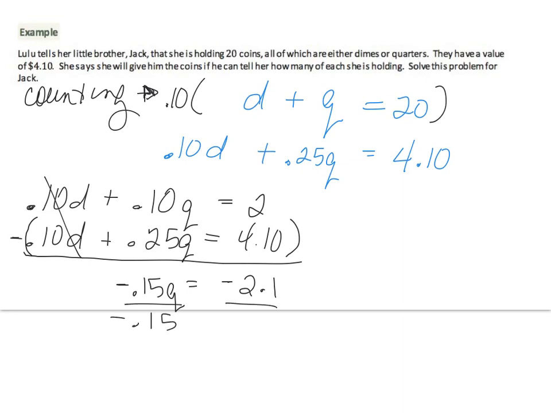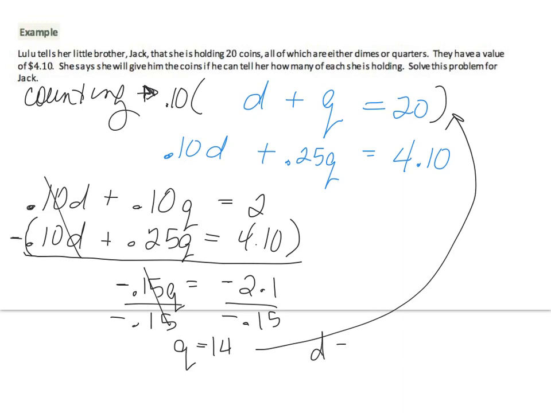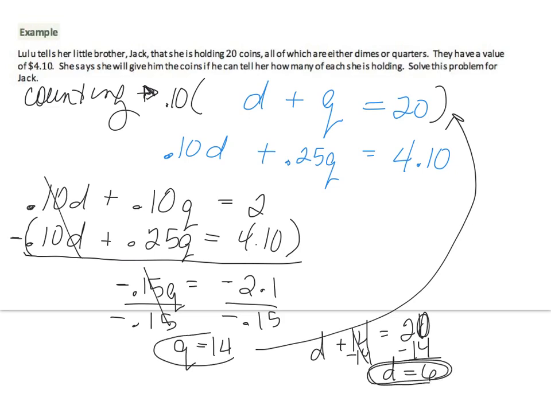Divide both sides, and I get q equals 14. So I believe I have 14 quarters. If I plug it back into this equation, I will get a certain number of dimes plus 14 quarters equals 20. Subtract 14 from both sides. I have dimes equals 6. So I have 6 dimes and 14 quarters.